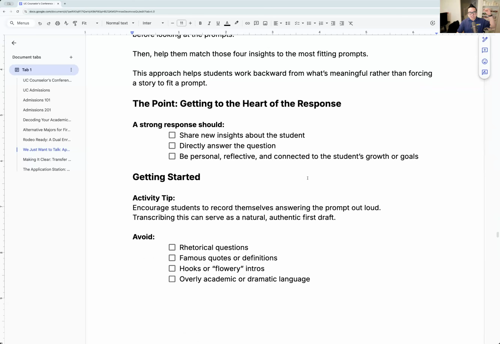The key is you want to get straight to the point of the whole thing. I want new insights about the student. Answer the question. Be personal, reflective, and connected, right? I don't care about the thing. That's kind of a high level tip, right? If I read it and I understand, oh, you did this, that's what happened. I want to understand why you did what you did, how it made you who you are, who you have become as a result. Those are the 3 things as a reader I'd be looking for.